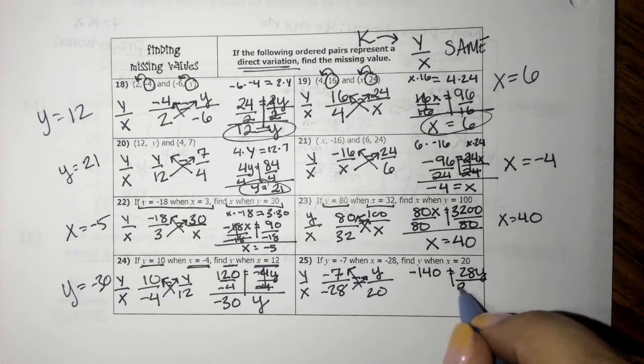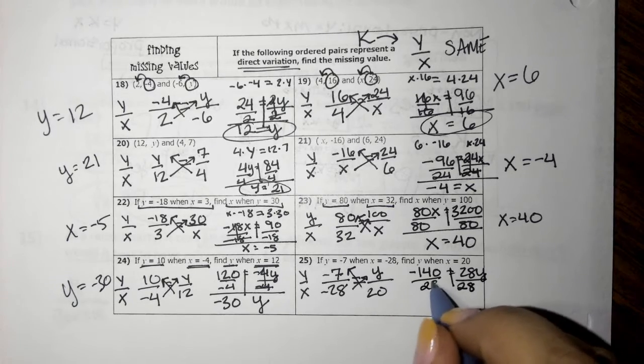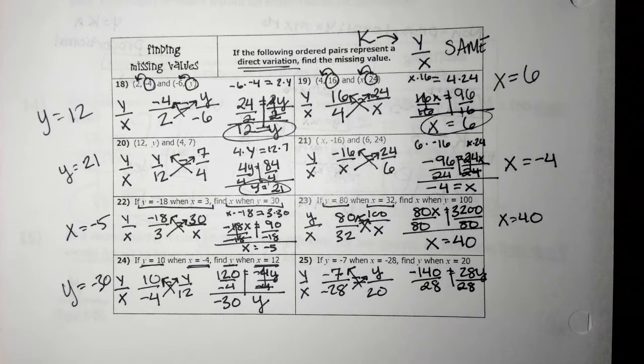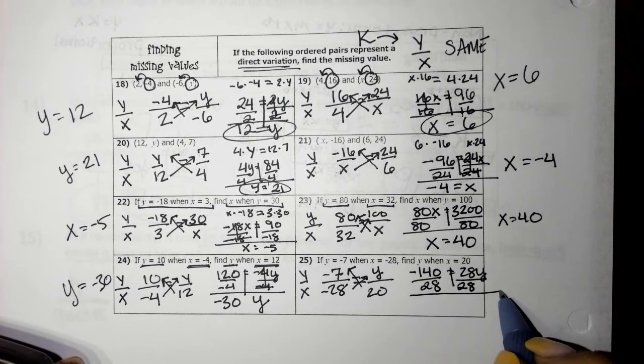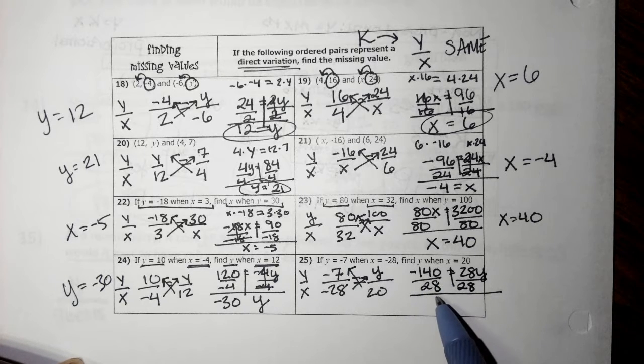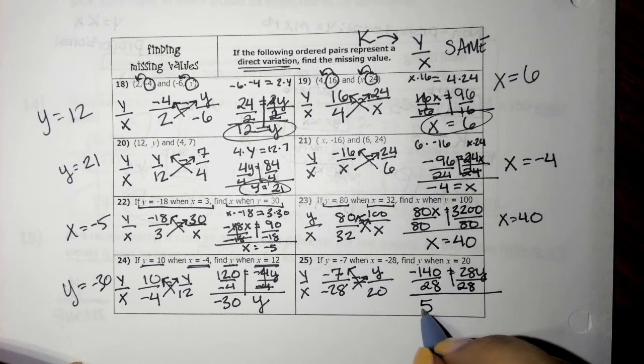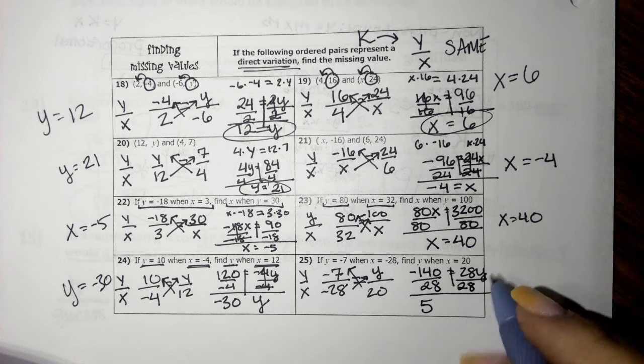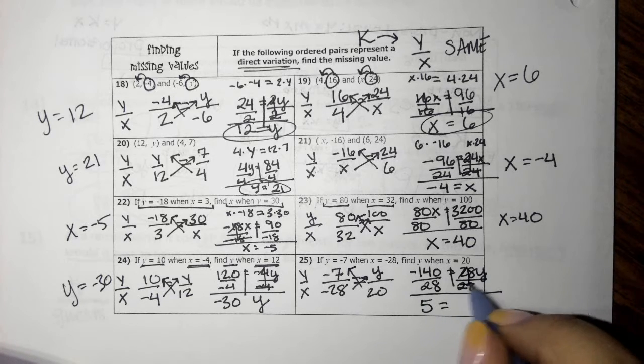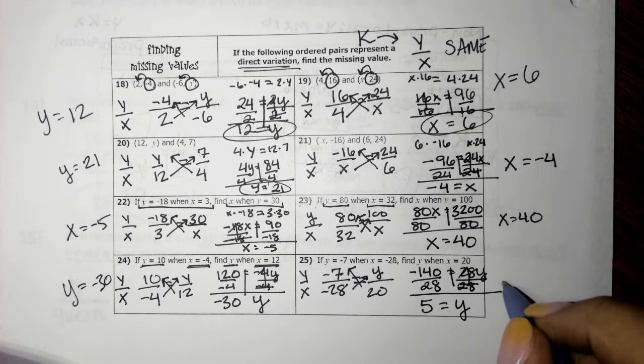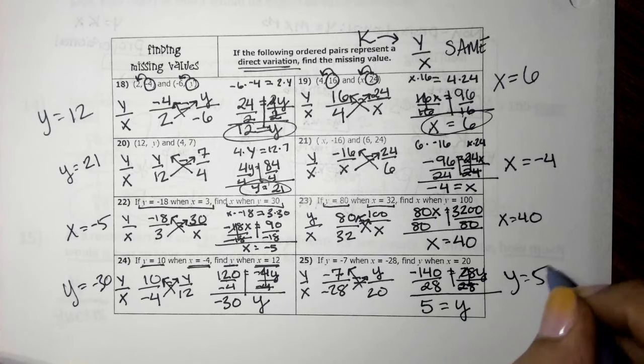To get y all by itself, we'll divide by its coefficient. So we're dividing by 28 on both sides. Negative 140 divided by 28 is negative 5. 28y divided by 28 is 1y. So y is equal to negative 5.